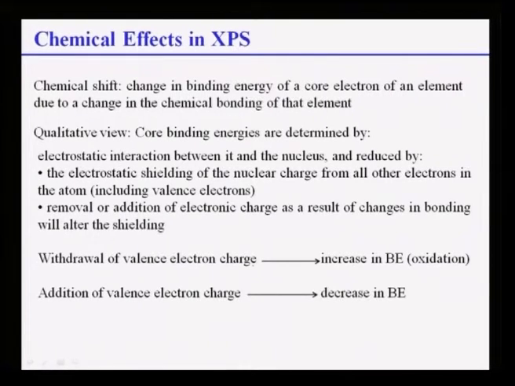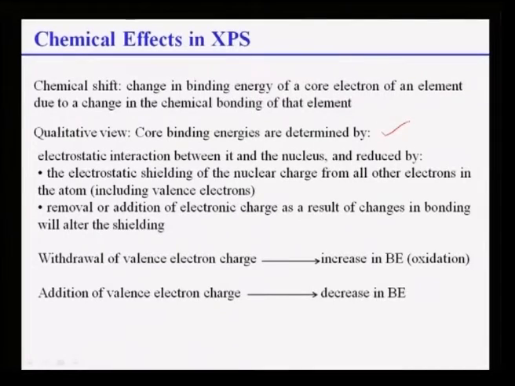What is the qualitative view of this? The core binding energies are normally determined by what? Electrostatic or Coulombic interaction between the electrons and the nucleus. As you know, the nucleus is a positively charged species and electrons are negatively charged species, so there is a Coulombic interaction between these two. This interaction is what basically leads to the core binding energies. Now this can be affected, or reduced rather, by two things.